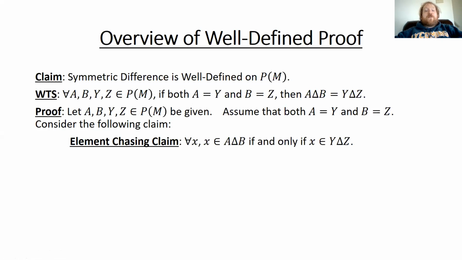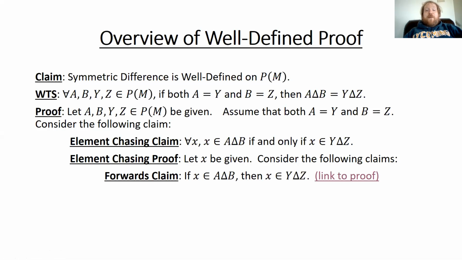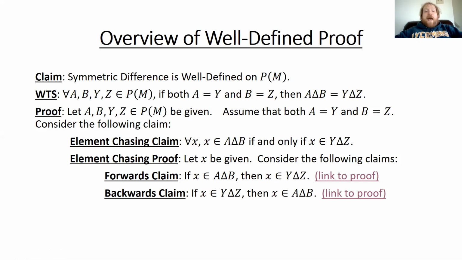So to begin with this proof, we'll let x be given, but because this is an if and only if statement that we're trying to prove, we need to prove it forwards and backwards. So our forwards claim is going to be if x is a member of A intersection B, then x is a member of Y intersection Z. And our backwards claim is going to be if x is a member of Y intersection Z, then x is a member of A intersection B.